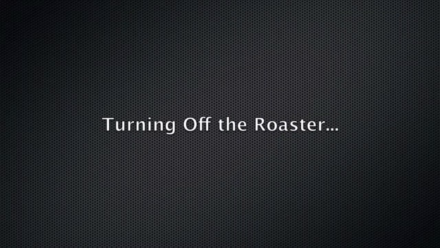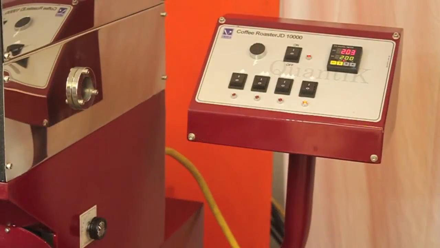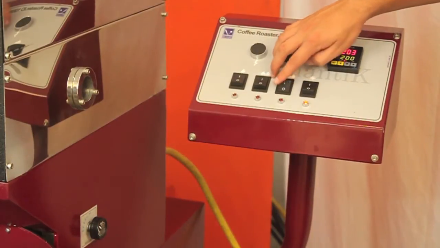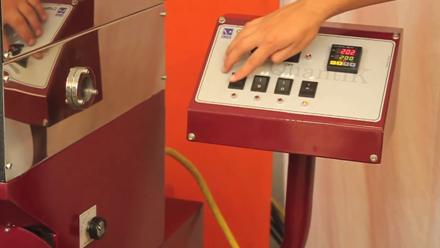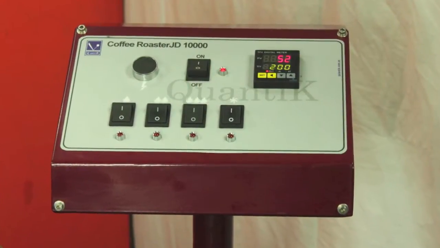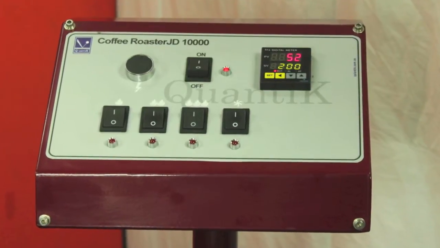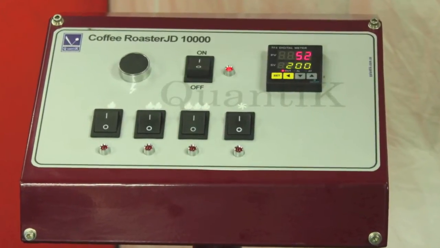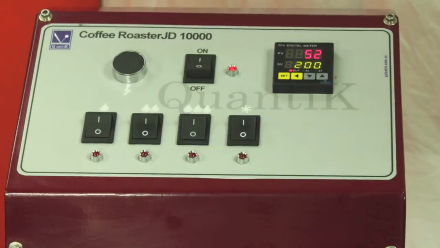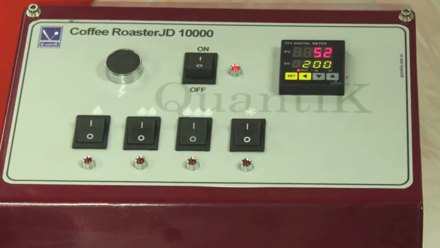Turning off the roaster. Turn off the 3 switches for the flame heating intensity. Verify that the temperature decreases. When temperature reaches 50 degrees, you are able to turn off the machine and the exhauster by pressing the corresponding button.